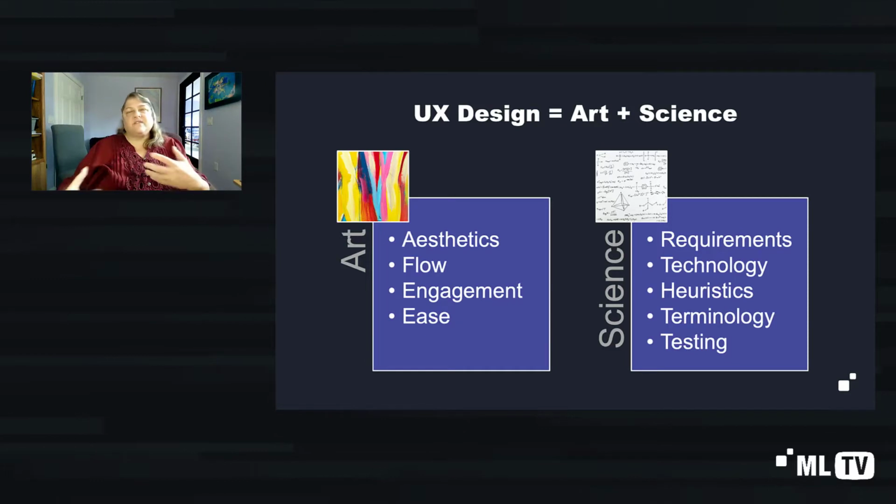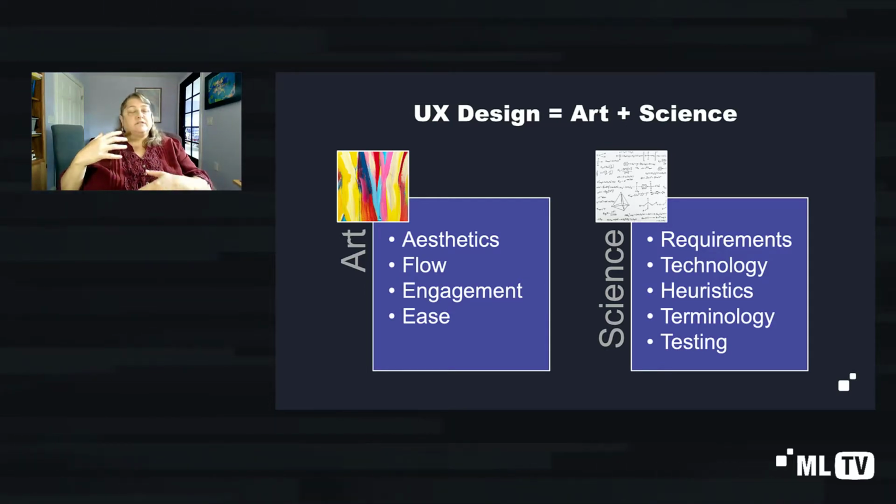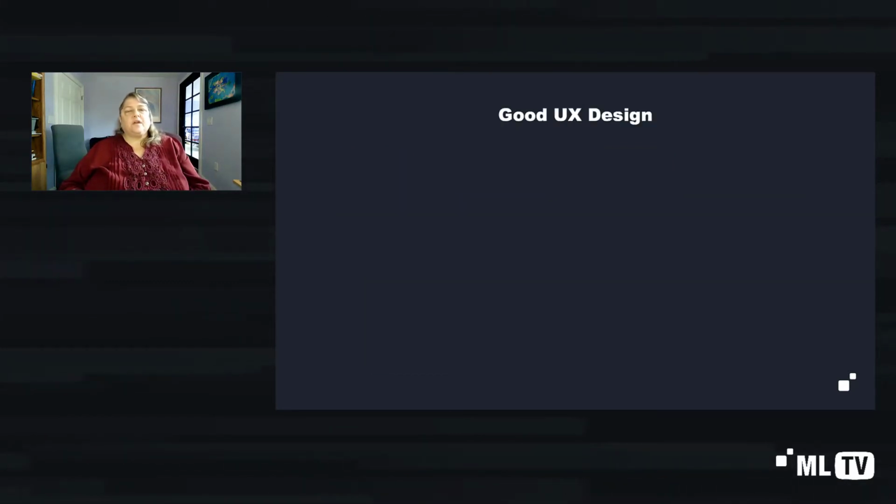In fact, it's kind of an art and a science, the combination. So the art is really the flow and the ease with which you can use it and that it's aesthetically pleasing, whereas the science is about the requirements, it's about the technology, it's testing and using test results to drive design, so it's very scientific also. So let's talk about the aspects of good user experience design.